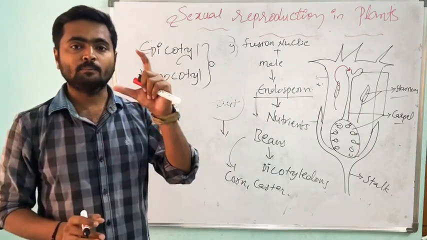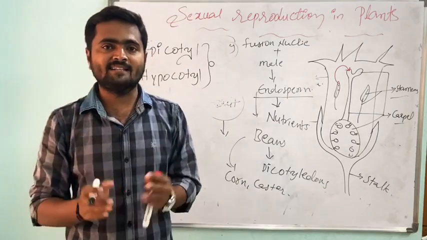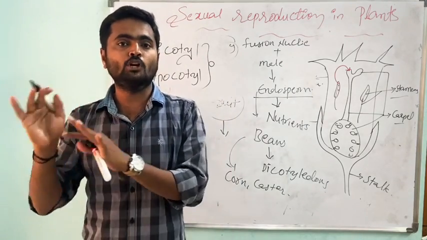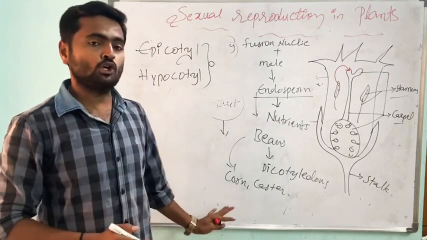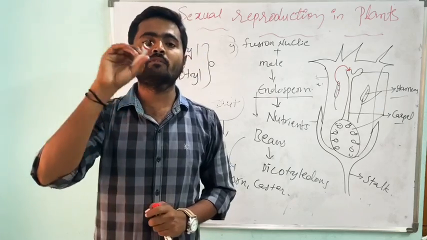Clear, Nana? In bean seeds, the seed leaves or cotyledons digest the endosperm and store the food material in them for the embryo development. But in monocotyledons like castor and corn, the endosperm develops along with the seed.